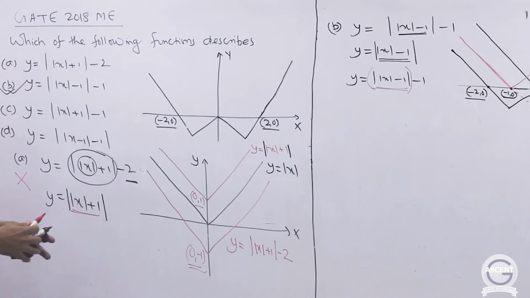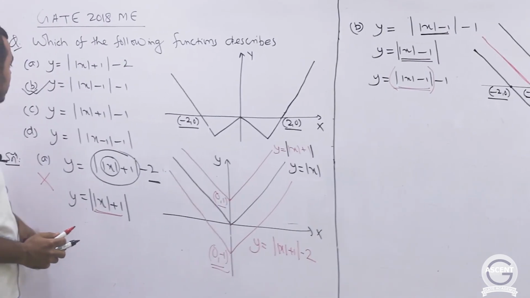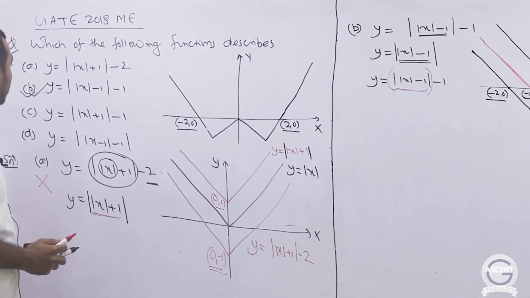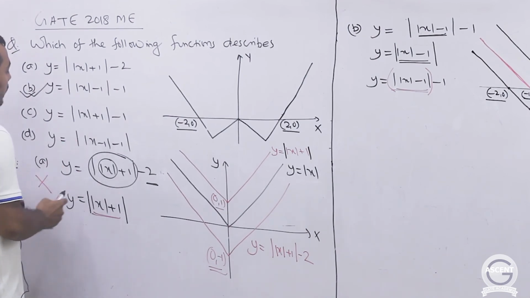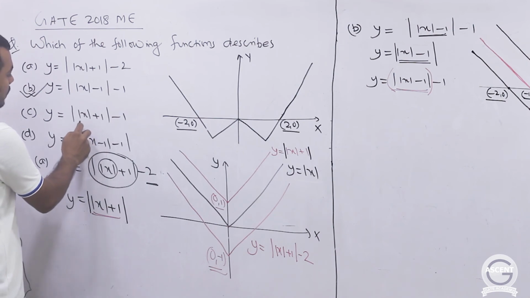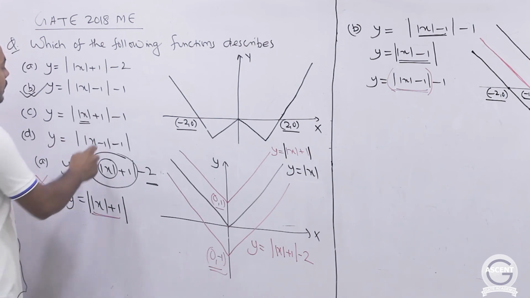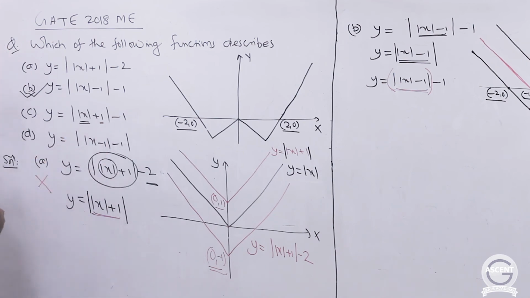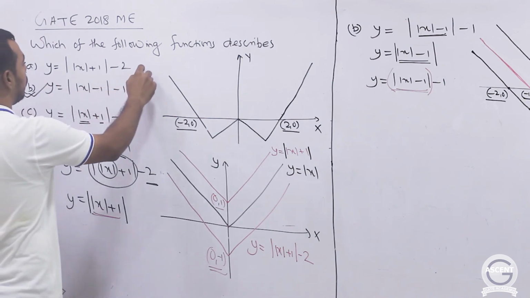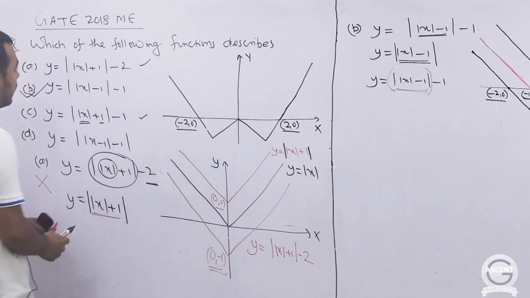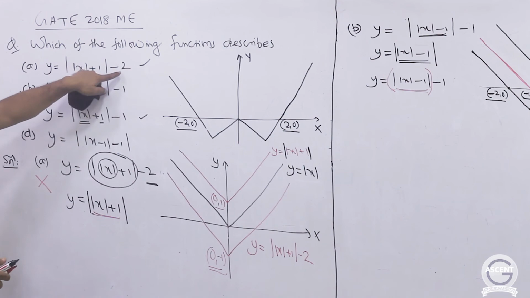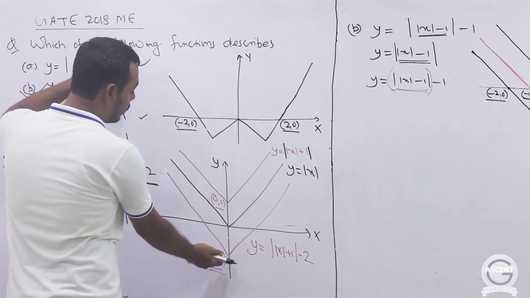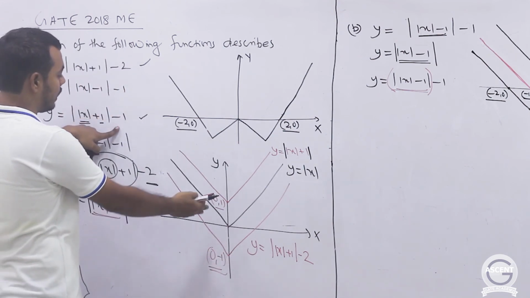Okay. If you want to draw the graph of other functions, then you can draw the graph in a similar manner. If you want to draw the graph of this option, say C, then here you have to first draw the graph of y equals to mod x plus 1, meaning a shift by 1 unit towards positive y. You can see that option A and option C are similar, except here you have minus 2, here minus 1. So if you have minus 2, then we had shifted this graph by 2 units. For minus 1, we'll shift the graph by 1 unit.